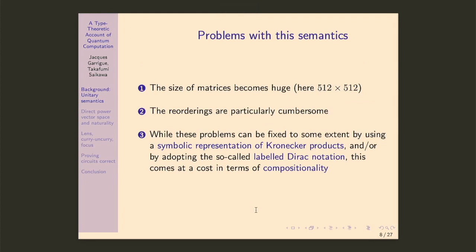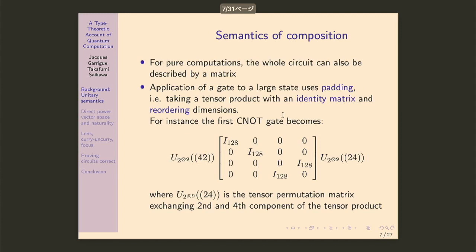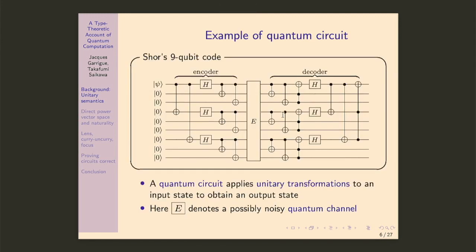Well, the problem with the semantics is that the size of matrices becomes huge. Here we are talking about all the matrices being 512 by 512. And in particular, all the reordering is going to be cumbersome. And when we're taking the whole product of all the steps, what we get is a completely non-trivial matrix of this size.